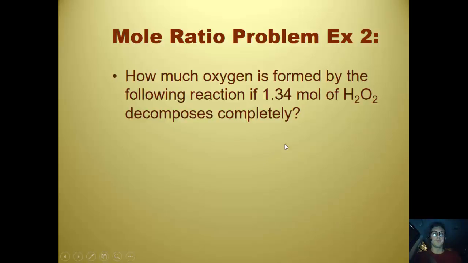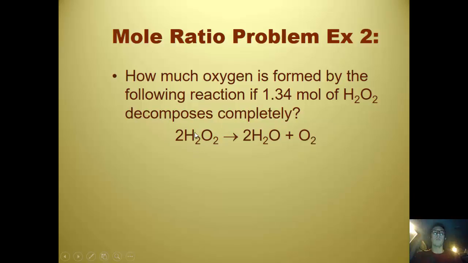Let's do another problem. How much oxygen is formed by the following reaction if 1.3 moles of H2O2 decomposes completely? So H2O2, hydrogen peroxide, we know breaks down into water and oxygen. And we're not forcing you to do the balancing right here. We're giving you this gift of pre-balanced equations. You're welcome. So we know, though, that we have 2 moles of hydrogen peroxide yields 2 moles of water and 1 mole of oxygen.